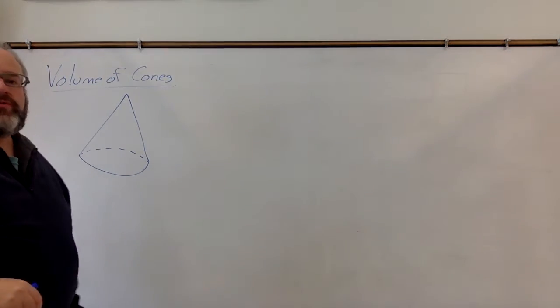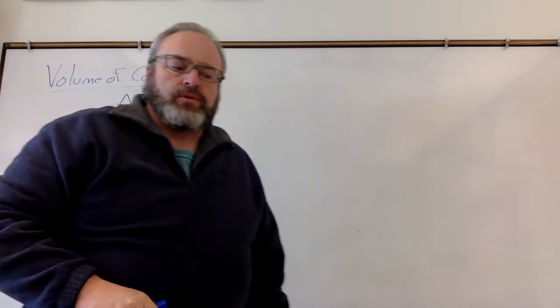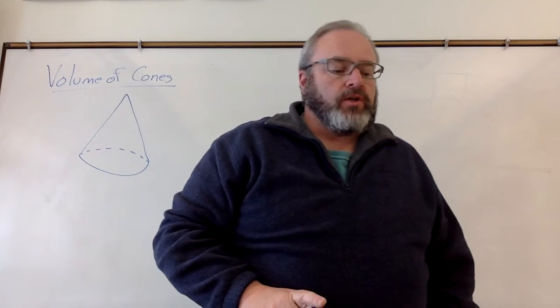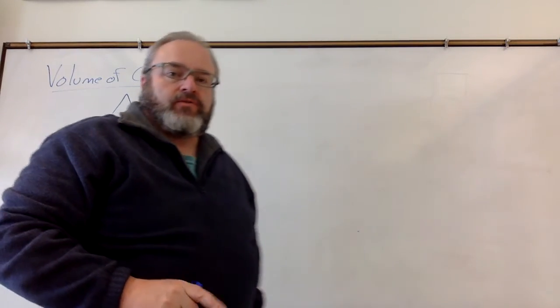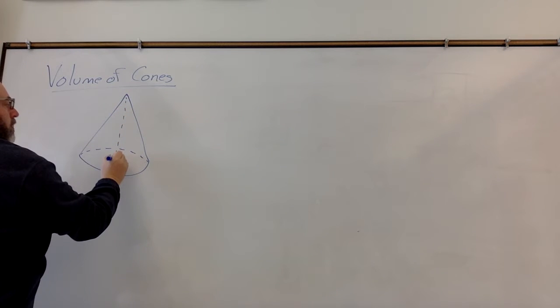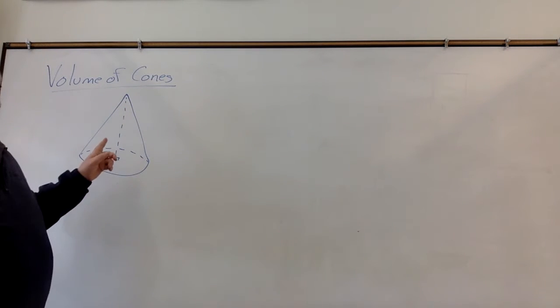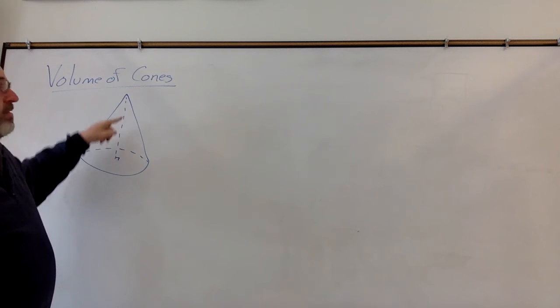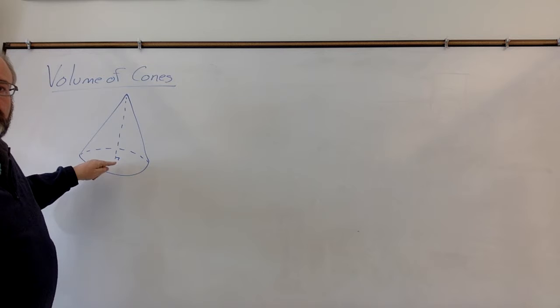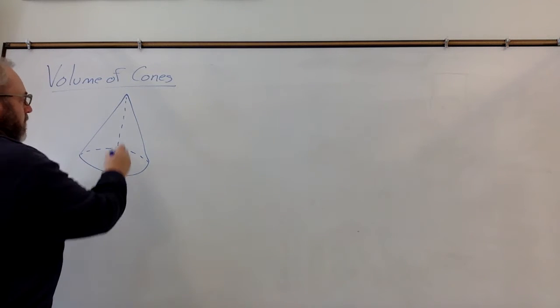When you are finding the volume of a cone, you need to be able to use a couple of the measurements of a cone. The first is the height of the cone, which is how tall it is. That would come from the center of the point all the way down to the center of the circle. That's the height.